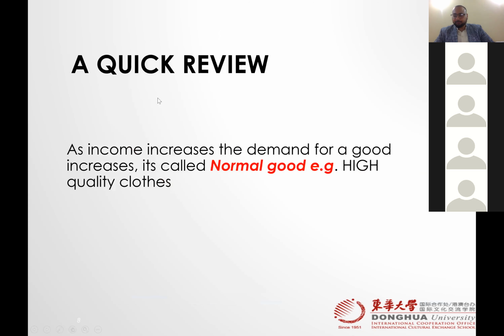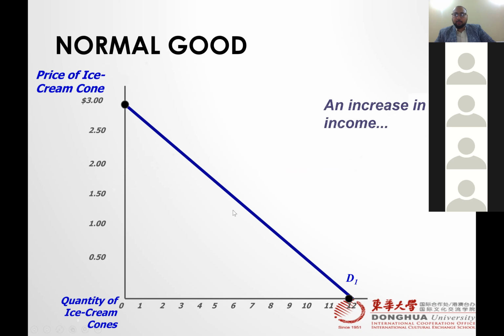So consumer income. We divided the goods based on consumer income into 2 categories. Number 1, normal good. And what do we mean by normal good? We talked about that if our income rises and we start consuming more, this is a normal good. For example, high quality clothes, restaurants, right? And when the goods are normal, then there would be an increase, a shift to the right side, okay?